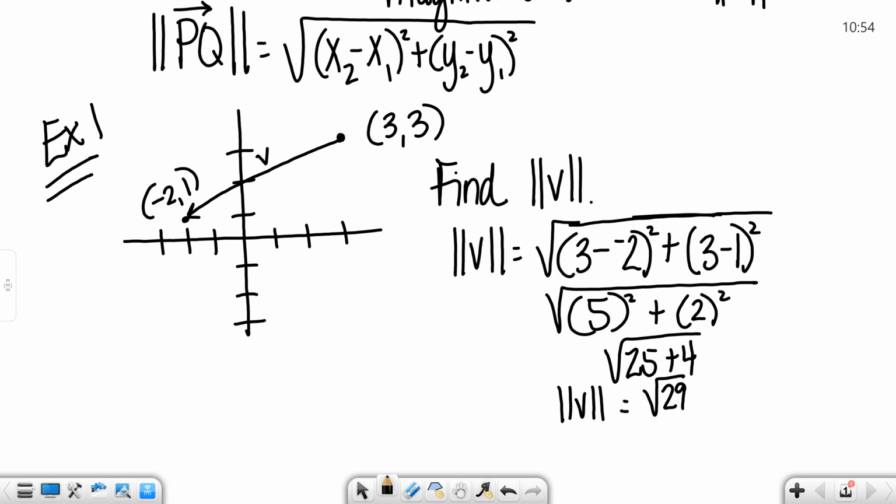That would be my magnitude, which represents its length. Now, when you're doing your magnitude, make sure you pay attention to MyMathLab. If they ask you for a decimal, then you would actually evaluate the square root of 29, but most often they are not going to ask you to do that. You're just going to give your simplified radical. This radical won't simplify, but you would give a simplified radical.